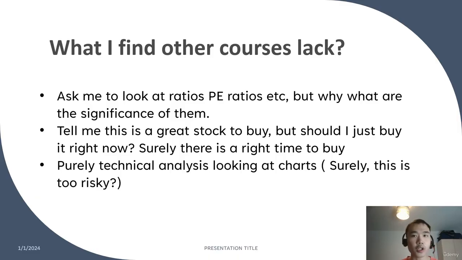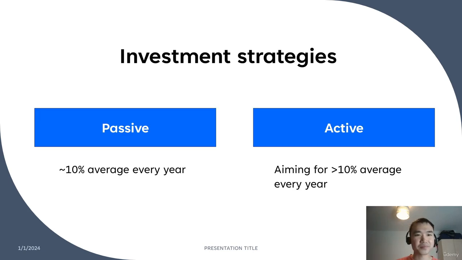And lastly, a lot of courses teach about technical analysis, like looking at charts and following the trends. If it's green, if it's going up, follow the uptrend, just buy low, sell high. But how do you know when is the low and when is the high? Surely this is very risky, just based on you thinking this is a low, with no basis of knowing whether it's an actual low. So this is what I find other courses lack.